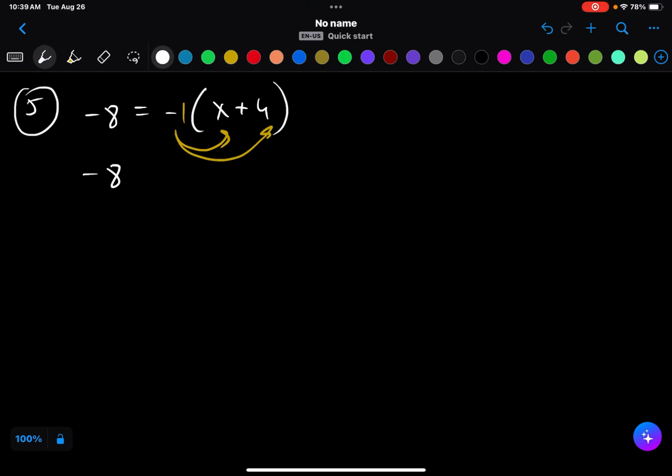So it's just going to be -8, and then the x was positive, now it's negative. The 4 was positive, now it's negative. All you did is you distributed the negative to everything inside. And now it's a two-step equation. First, let's get rid of this -4 by doing +4 on both sides. So -x is going to equal -4.